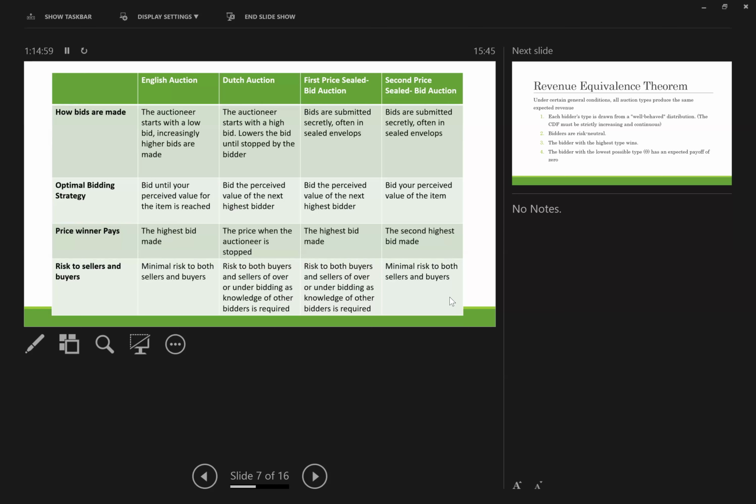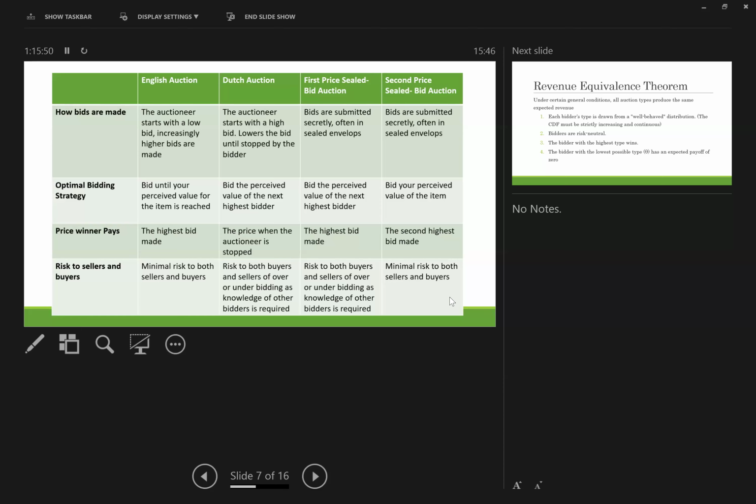That is to say that at the end of the day, you should be able to make sure that you are not paying more than your value. Then we have what the prize winner actually pays. For the English, the prize winner will pay the bid that he or she made, right? That's the highest bid made. For the Dutch, the price when the auctioneer is stopped, and the first price, the highest bid made, and then the second price, the second highest bid made.